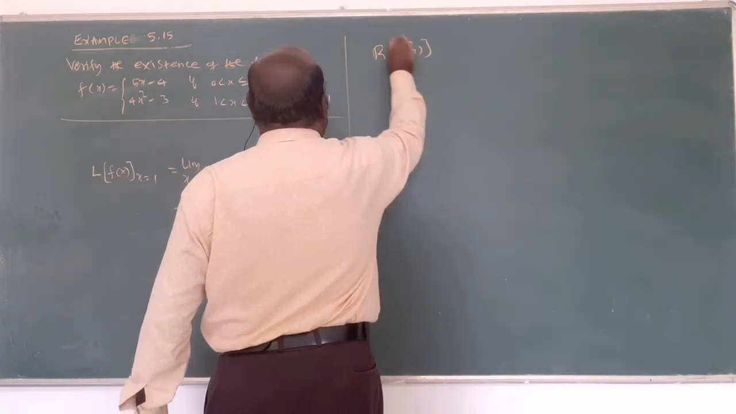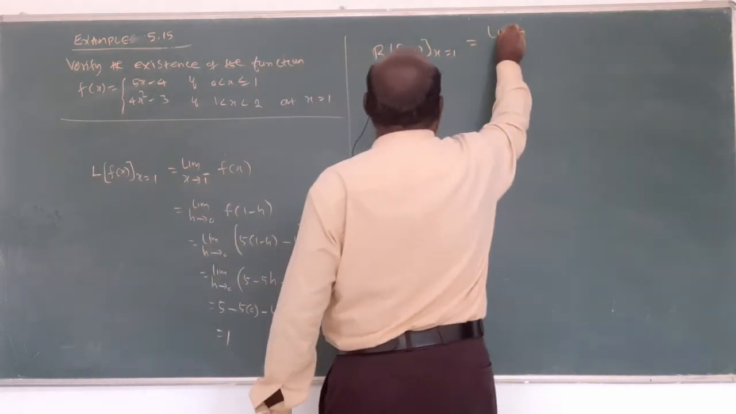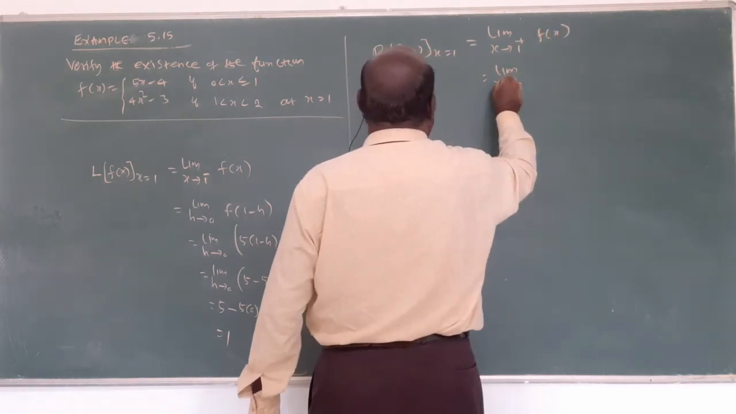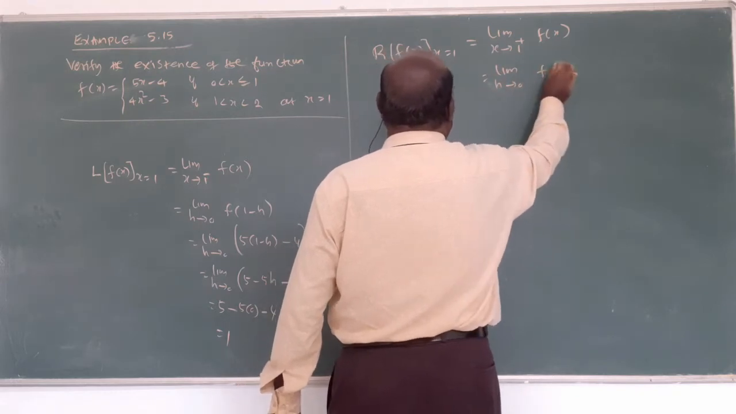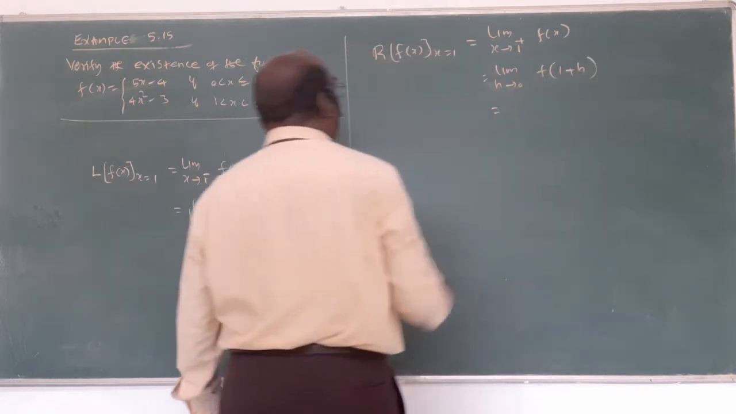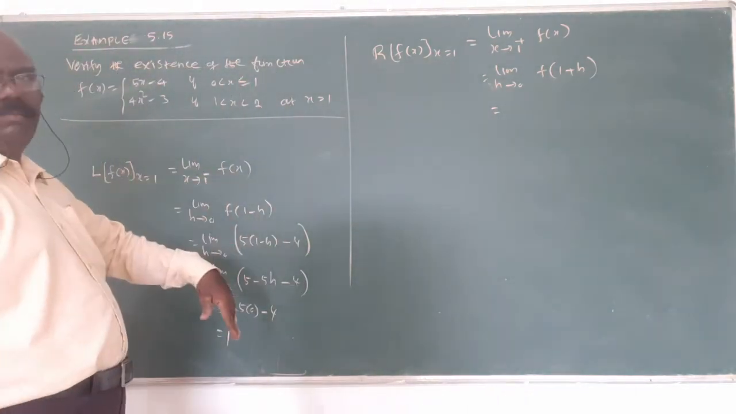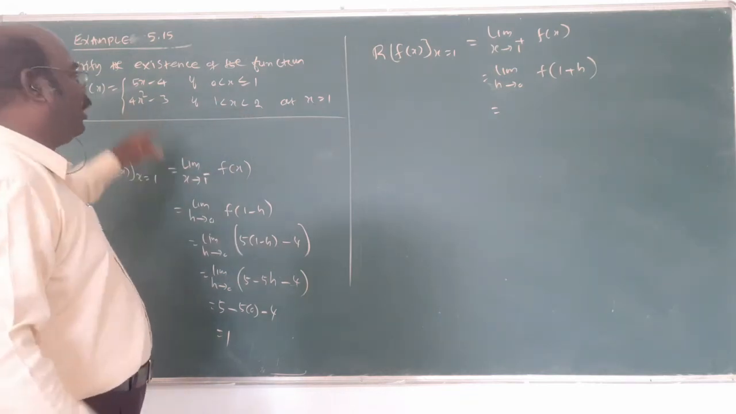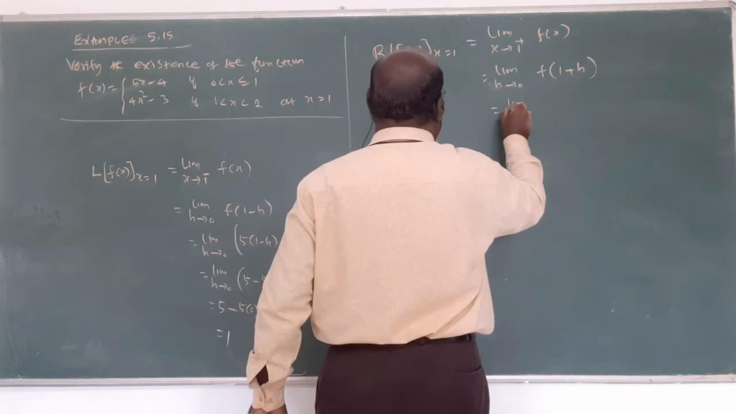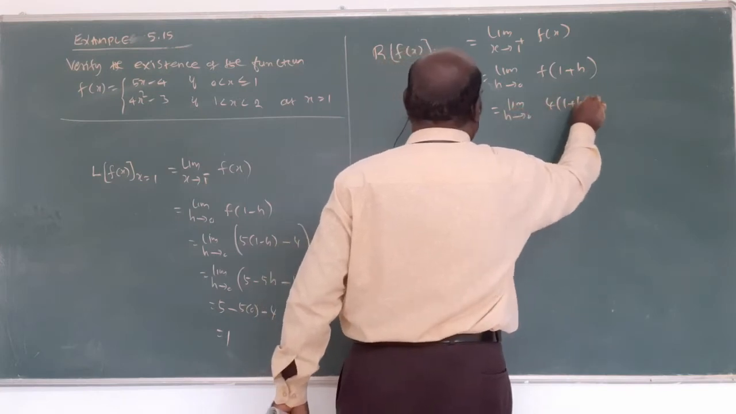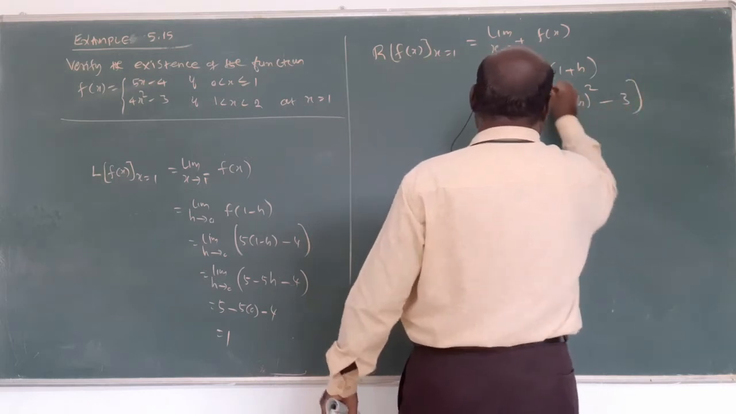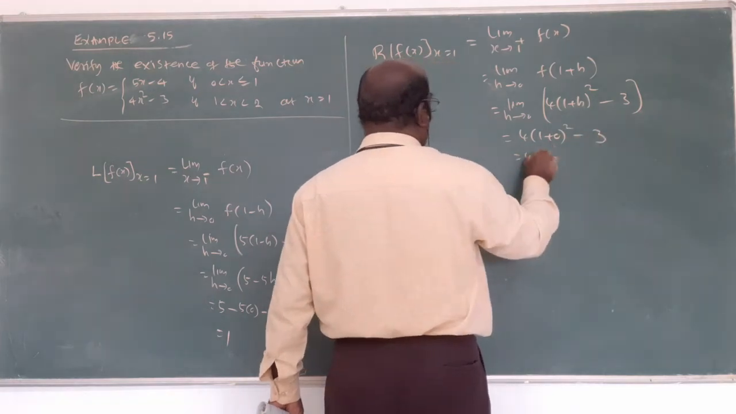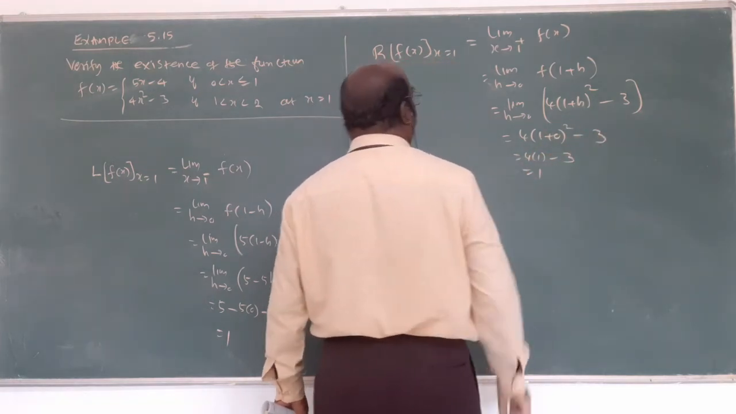Right hand limit at x equal to 1 equals limit x tends to 1 plus of f of x. The same thing only. Limit x tends to 0 of f of 1 plus x. 1 plus x means more than 1. The corresponding one is this: limit x tends to 0 of 4 into 1 plus x square minus 3. Am I right? Now replace x by 0: 1 plus 0 square minus 3, that is 1 only. Am I right?